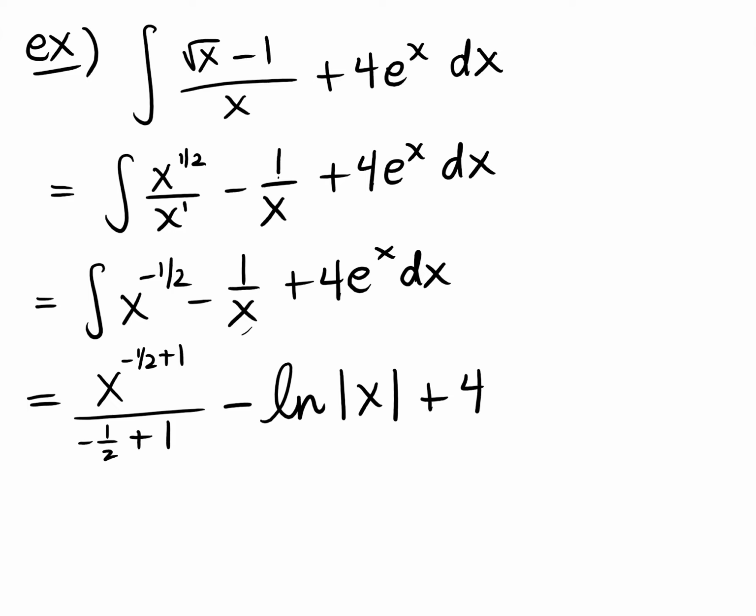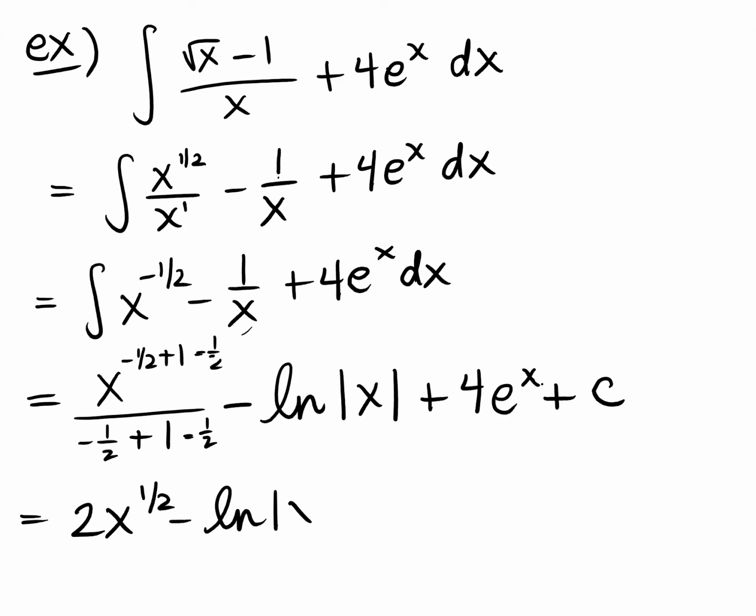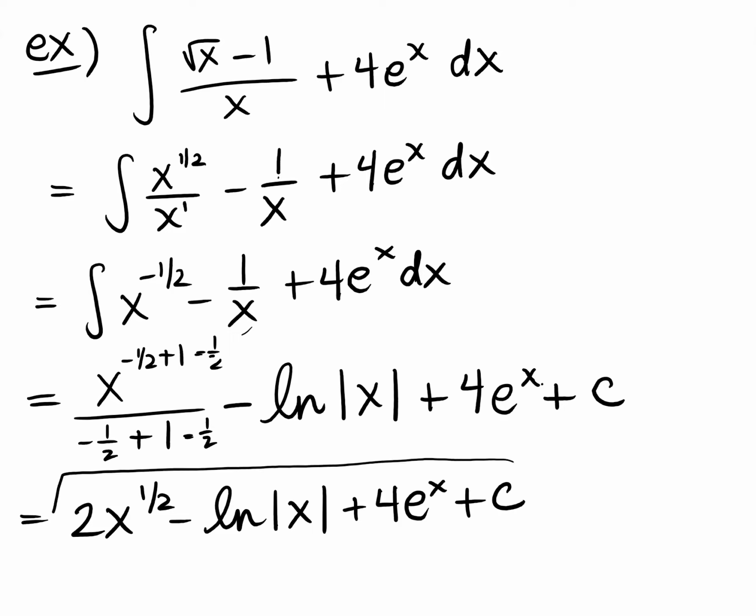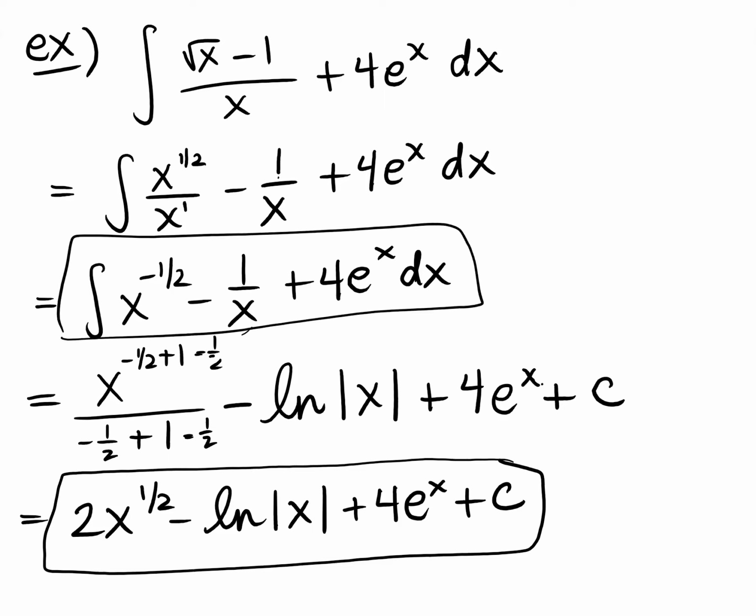And then here I'm going to just rewrite the 4. What's the antiderivative of e to the x? E to the x we love. E to the x is just chill. E to the x hangs out with everybody at the party, right? And so let's finally simplify this. -1/2 plus 1, that's 1/2, right? And 1 over 1/2 is 2. So I get 2x to the 1/2 minus the natural log of the absolute value of x plus 4e to the x plus c, and we are done. And you could take that derivative, right, and simplify it, and you should get this.